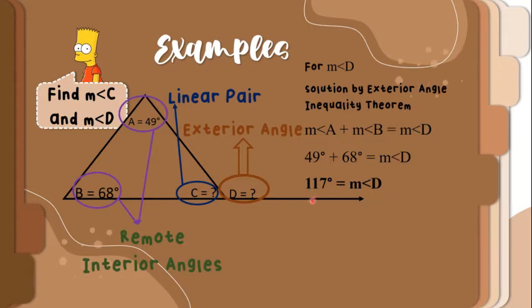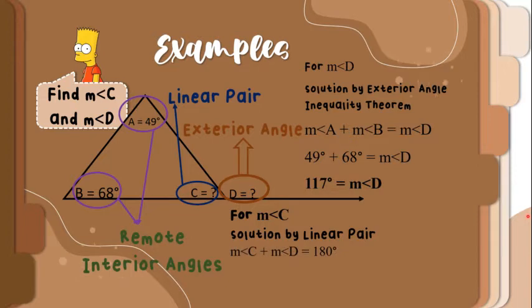Now, since we have the measurement of angle D, let's move to the measurement of angle C. Now, angle C, remember, is a linear pair of angle D. And when two angles are in a linear pair, that means their total is always equal to 180 degrees. Now the formula for this one is the measurement of angle C plus the measurement of angle D is equal to 180 degrees, and that is by linear pair.